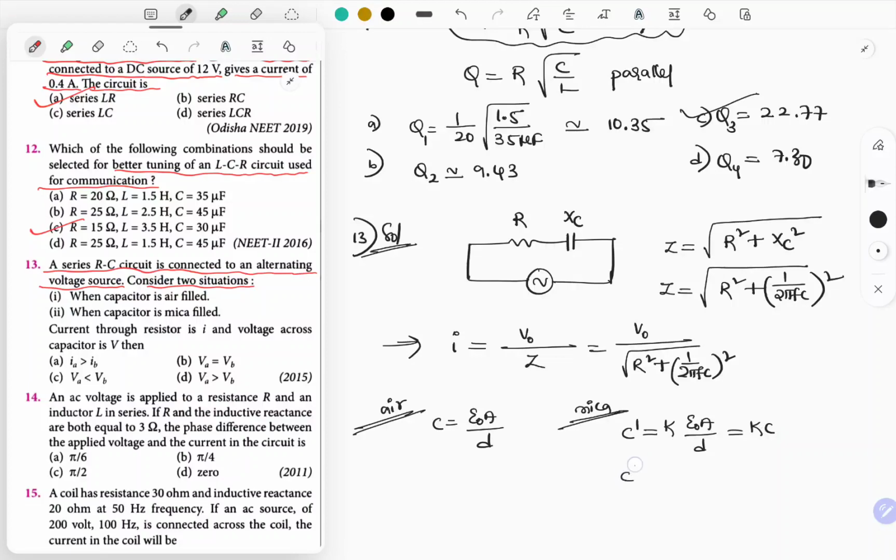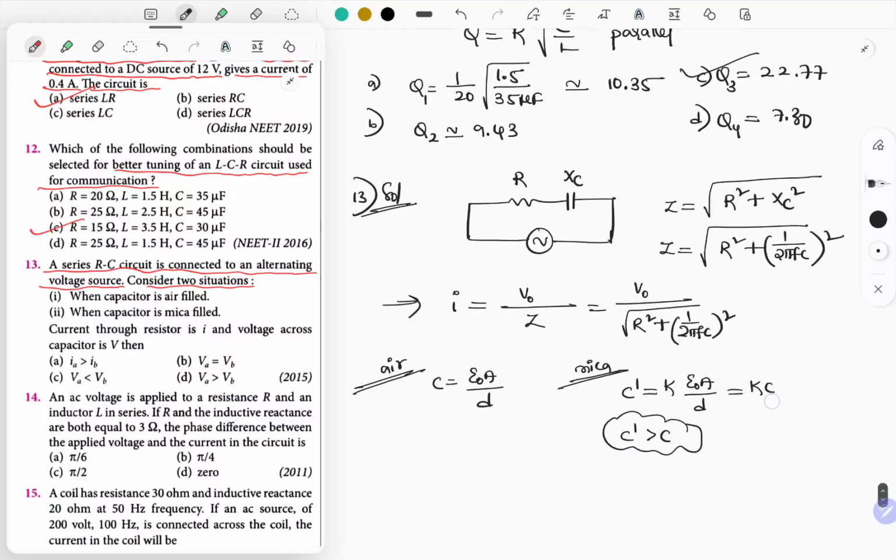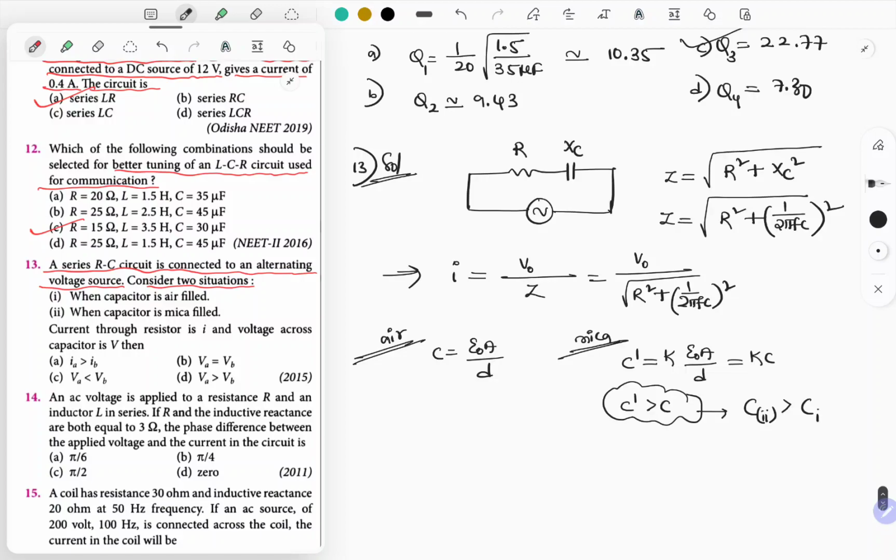So can I say C dash is greater than C? Yes, it is. As C dash is greater than C, we have two cases: when the capacitor is filled with mica, and when the capacitor is filled with air. So I can write that the capacitance in the second case is greater than the capacitance in the first case. If you substitute it here, if capacitance increases, then what happens to the current in the circuit?